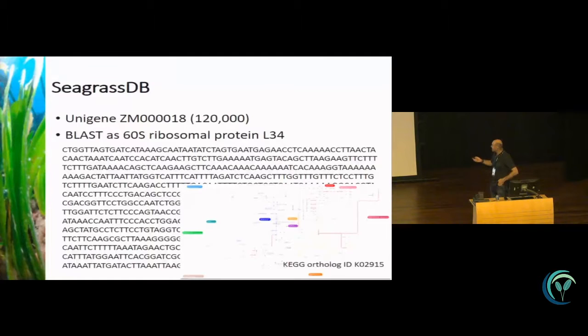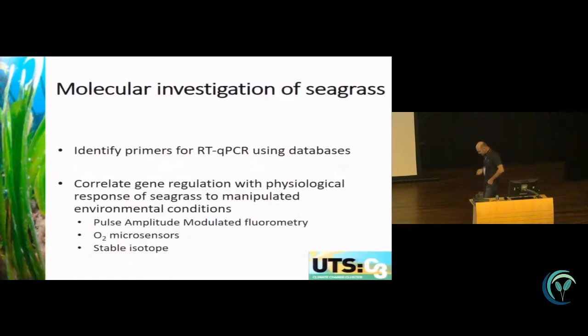We'll come back to KEGG maps towards the end. So we've now got a bunch of genomes available, and the standard tool we were working with back in 2014, 2015 was real-time PCR. We'd try and identify a gene that we thought would be regulated for a process we're interested in, and then look for how that could inform our experiments, whether or not we're using microsensors, pulse-amplitude fluorometry, or stable isotopes. I wanted to ground the data in something more robust and inform it with the real-time PCR data.